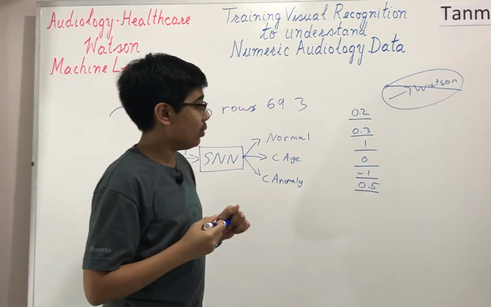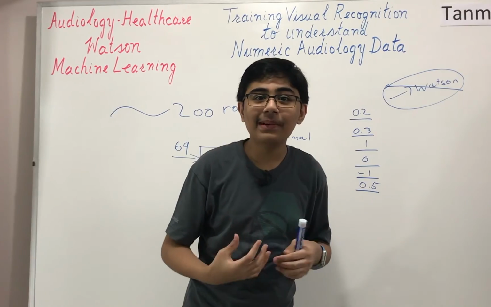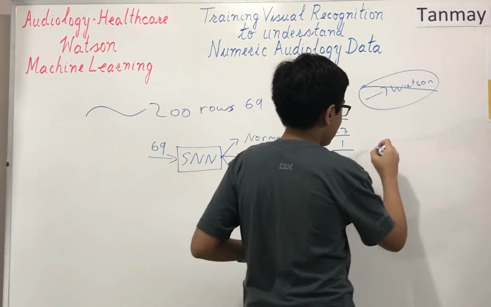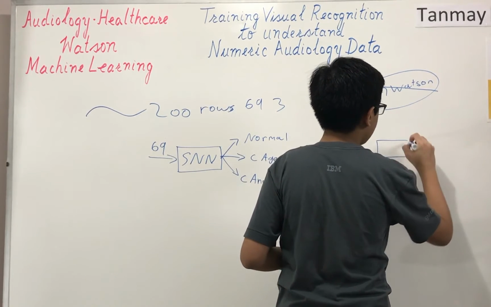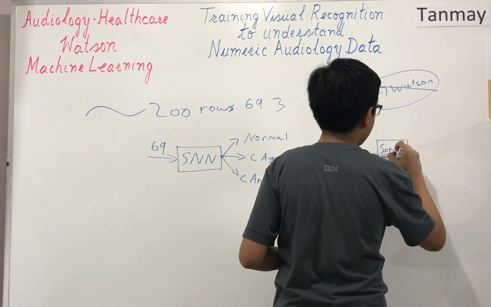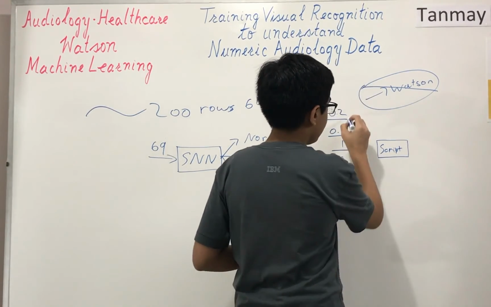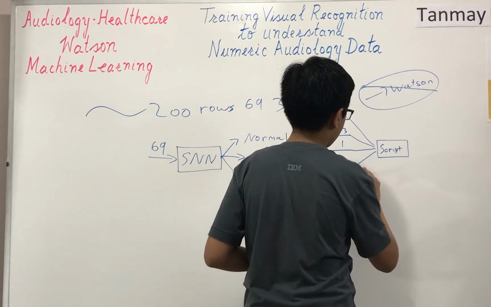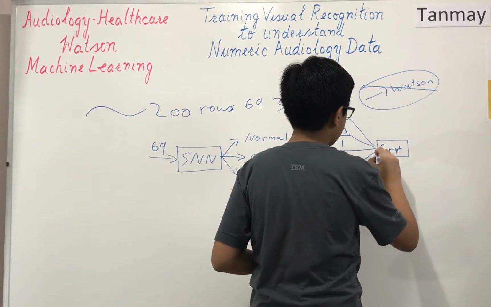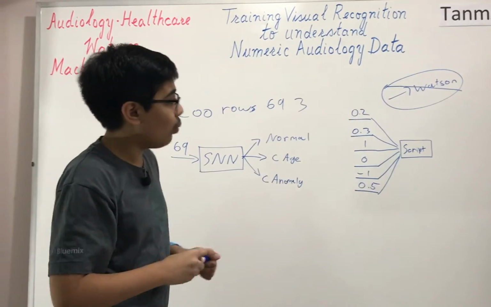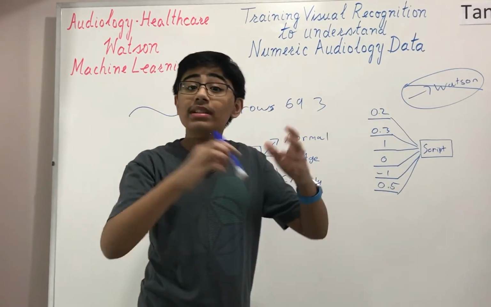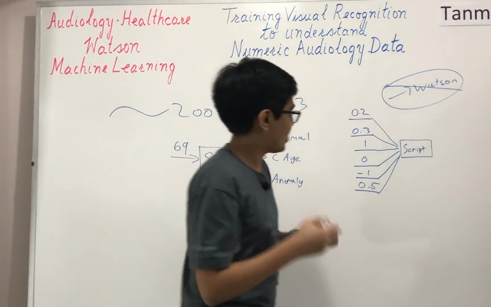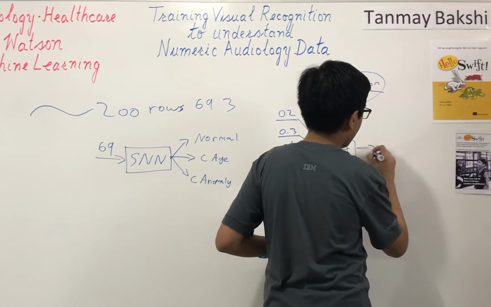So what I've done is I've created a script in the Swift programming language. It'll take all this data and run it through that script. All of this data is going to go into that script, and once the script has that data, it's going to convert it into a visual representation of that data. The script is then going to convert that to an image.